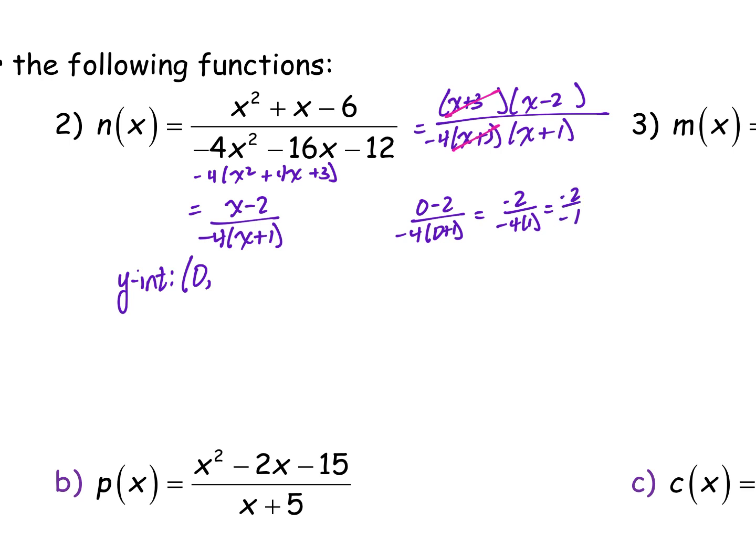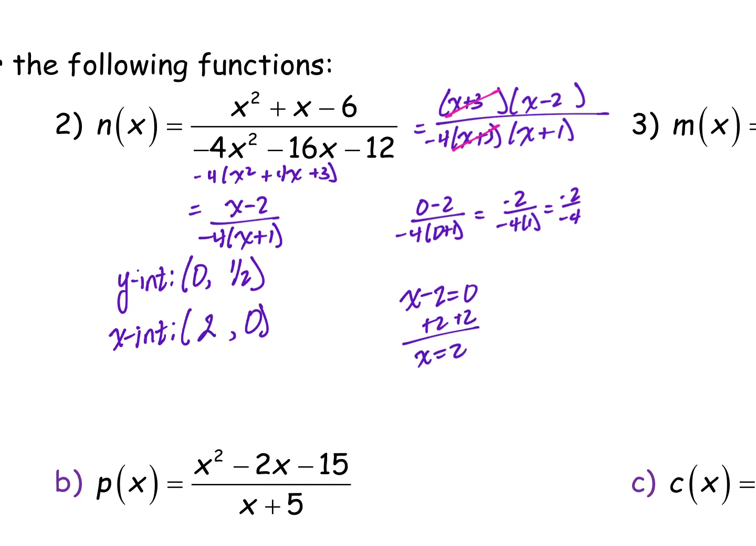Negative 2 over negative 4, or 1/2. Okay, and to find my x-intercept, my y is 0, so I'm going to take my numerator, which in this case is x minus 2, and set that equal to 0. Add 2. So it should be 2, 0.